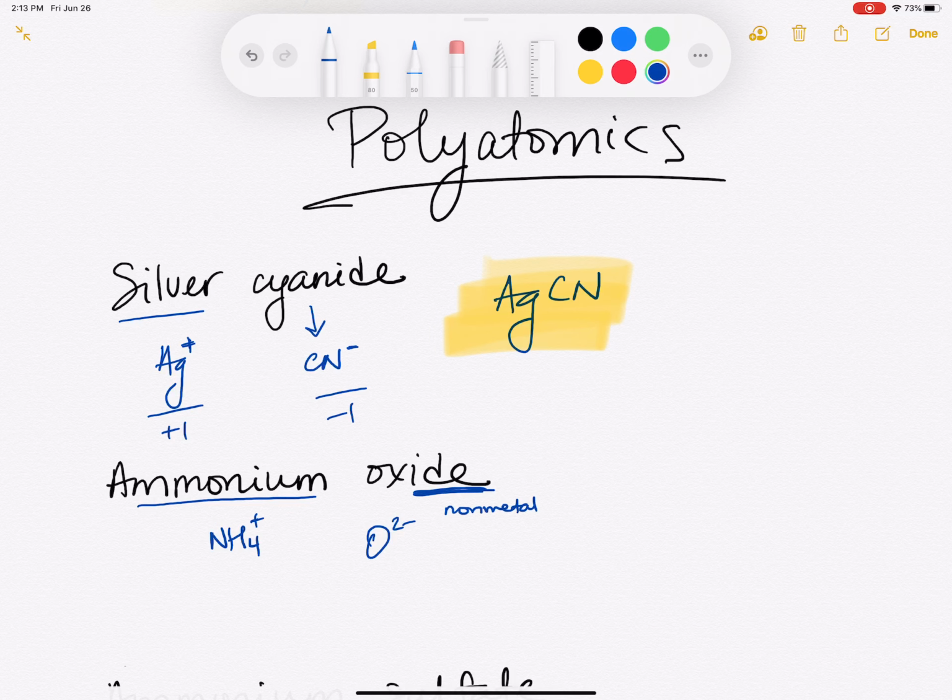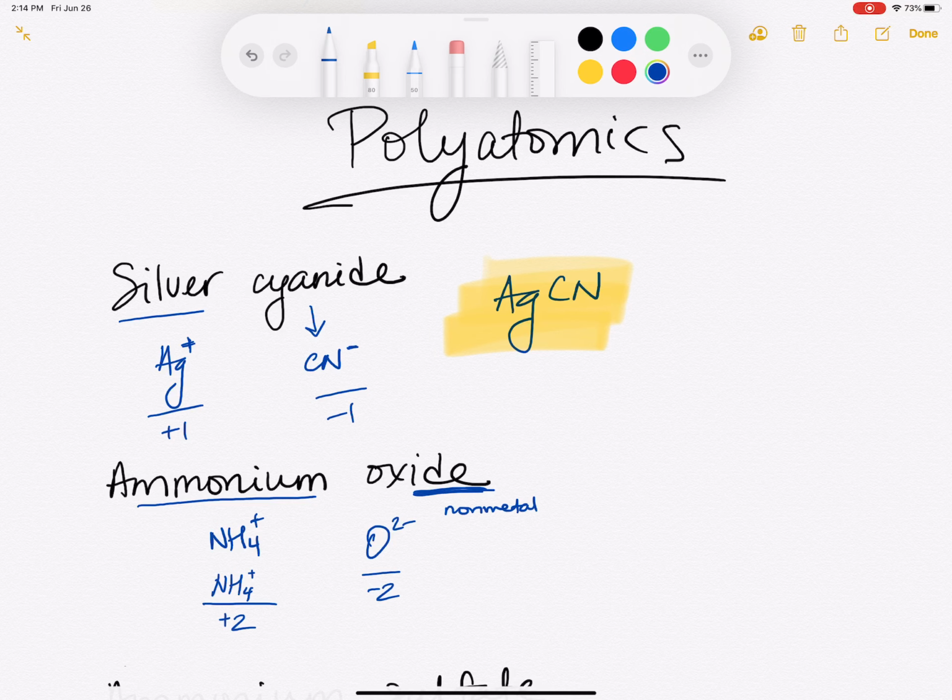And so oxygen on the periodic table is always a 2- charge. So now I'm going to have to balance these out. I don't have equal but opposite charges. I have a +1 and I have a 2-. So I'm going to want to add another ammonium. So now collectively I have a +2 charge and I have a -2 charge. These are equal but opposite charges.